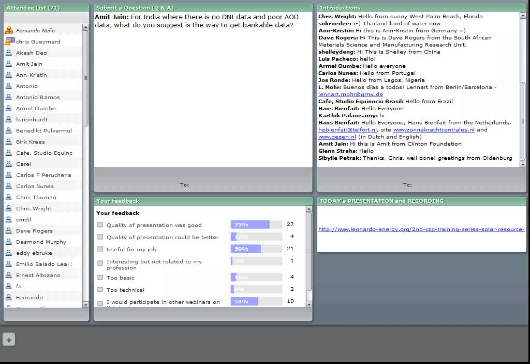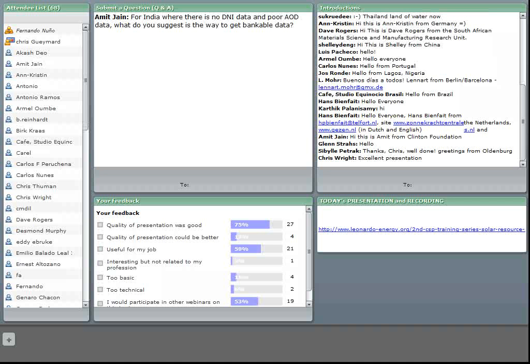Well, actually, I showed a map of India, which has been released very recently. There are maps for DNI and global, and I would say there was not much measured data, obviously, and that's the main problem. Poor AOD data is correct also, and that's why we worked on that and provided NREL with better AOD data than was done before.